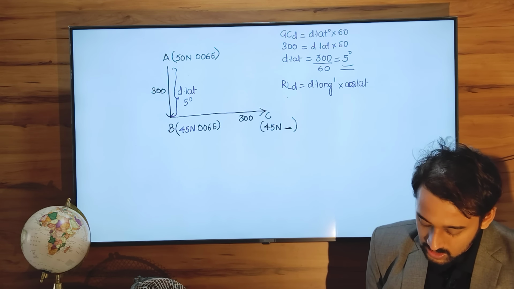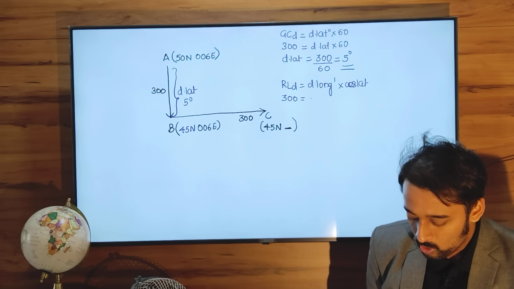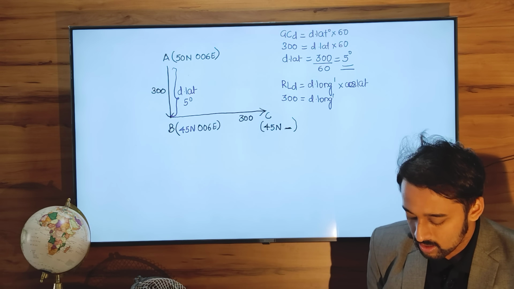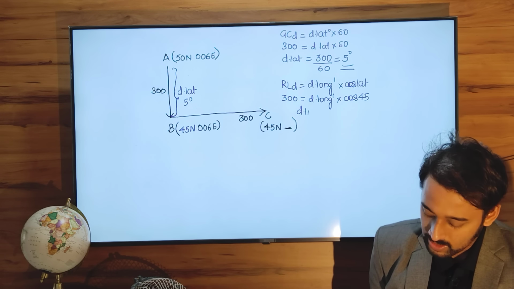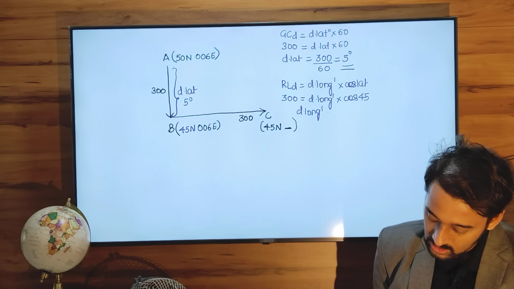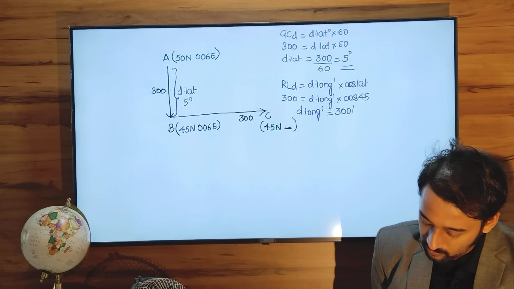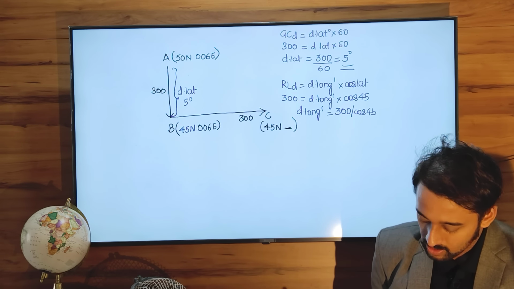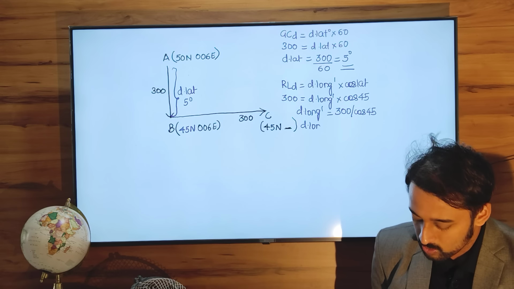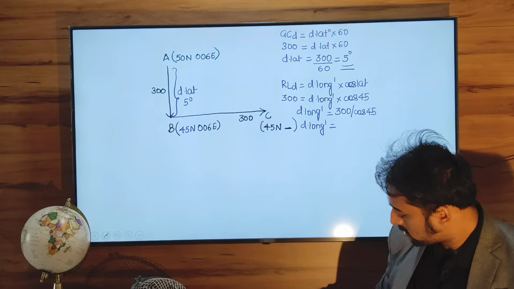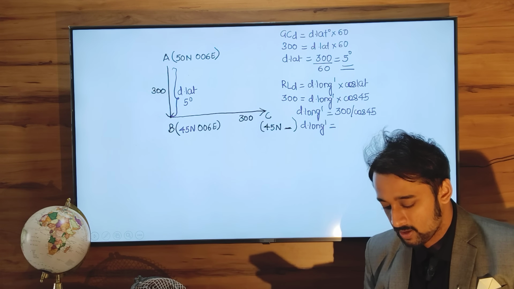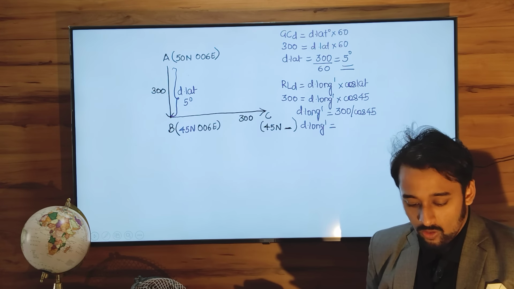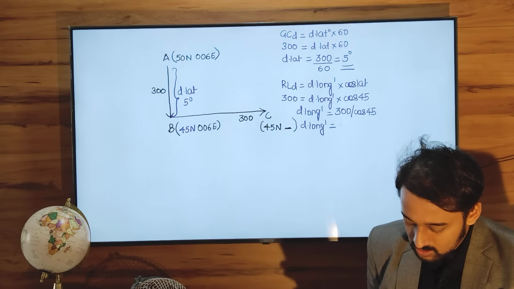So the rhumb line distance is 300, d long in minutes into cos of 45. So d long in minutes is equal to 300 by cos 45. So d long in minutes is equal to 300 divided by cos 45, which is equal to 424 minutes.